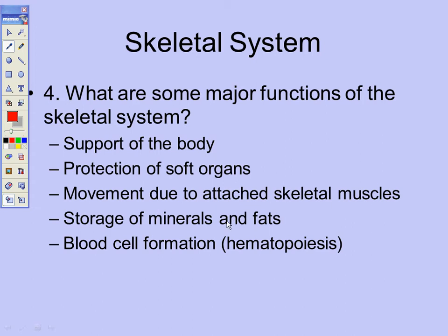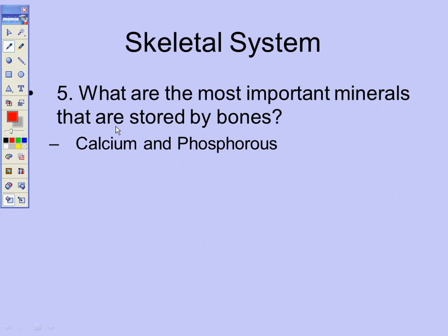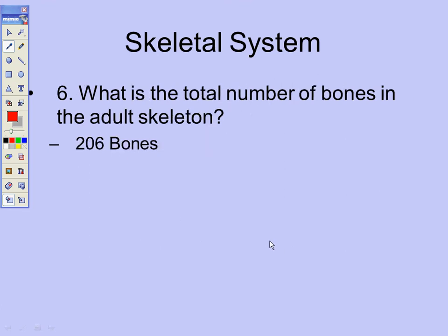The skeletal system is also going to allow us to store minerals like calcium and phosphorus, and also fats. And lastly, it's going to allow us to form blood cells through a process called hematopoiesis. Calcium and phosphorus are the minerals that are stored in the bones, as I mentioned earlier.